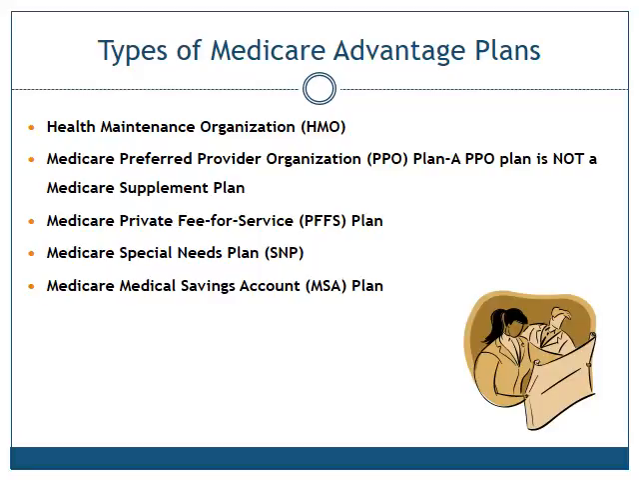Types of Medicare Advantage plans. HMO, Health Maintenance Organization. PPO, Medicare Preferred Provider Organization Plan. Note, a PPO plan is not a Medicare Supplement plan. PFFS, Medicare Private Fee-for-Service Plan. SMP, Medicare Special Needs Plan. MSA, Medicare Medical Savings Account Plan.